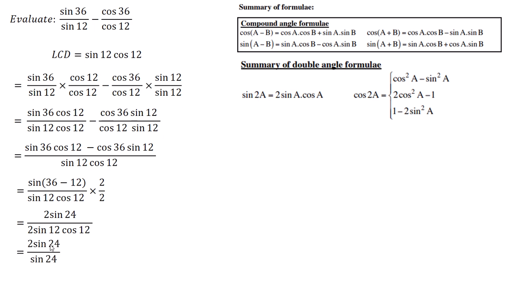So this is what we have: 2 sine 12 cos 12 becomes sine 24. So sine 24 divided by sine 24 is equal to 2. So this is it for this question.